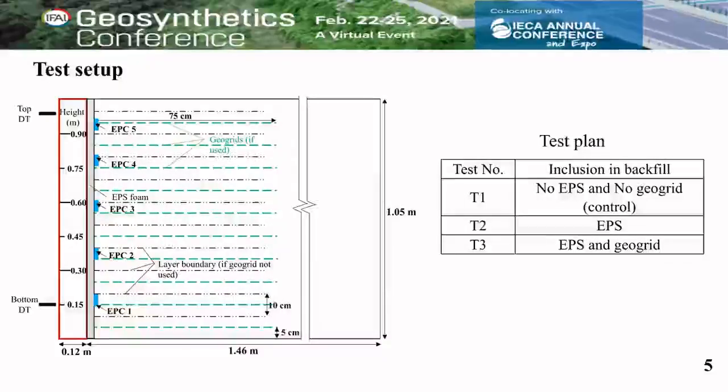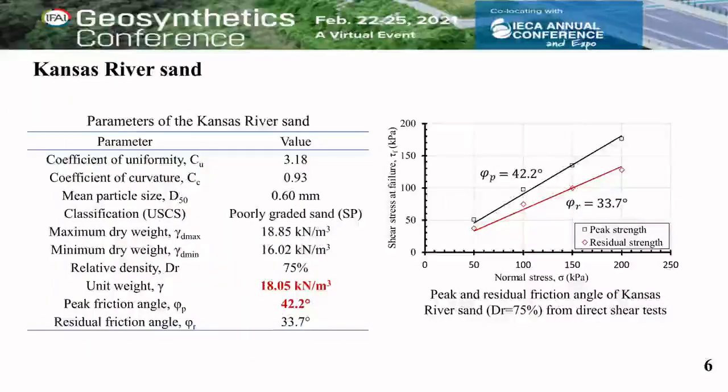For test T1, no EPS and no geogrids were used to reinforce the backfill, and this test is the control test. For test T2, EPS were placed behind the retaining wall, and the 5 earth pressure cells were attached to the back facing of the EPS foam. For test T3, EPS and geogrids were used to reinforce the backfill, and the length of the geogrid is 75 centimeters. Kansas River sand was used as the backfill.